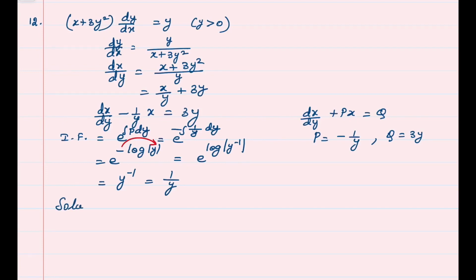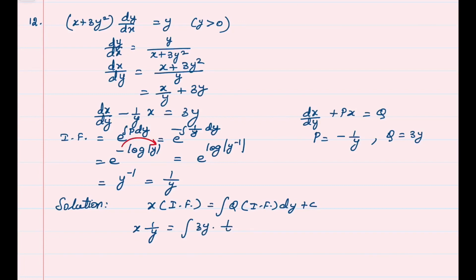Let us write the solution formula. X into integrating factor equal to integral q times integrating factor dy plus c. X times 1 by y equal to integral q is 3y times 1 by y dy plus c. Y and y are getting cancelled. And integral of 3 dy is 3y plus c. Therefore, x is 3y square plus cy.